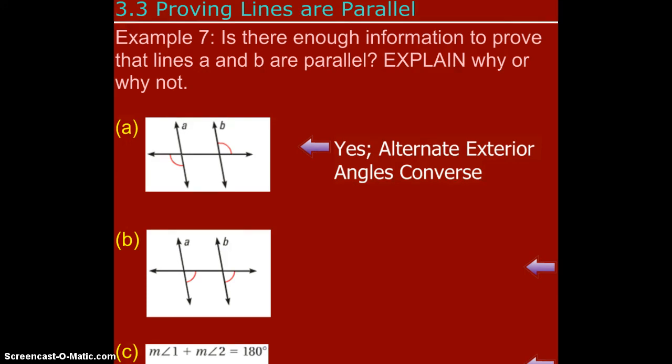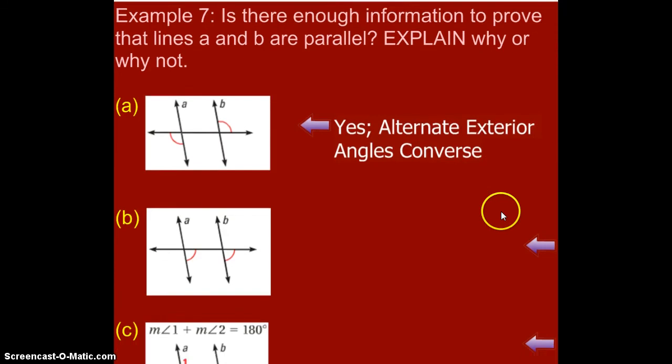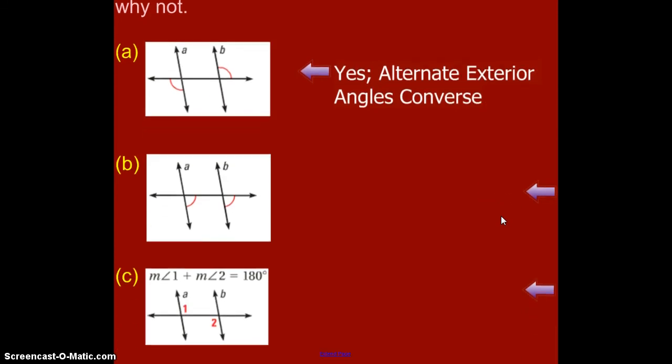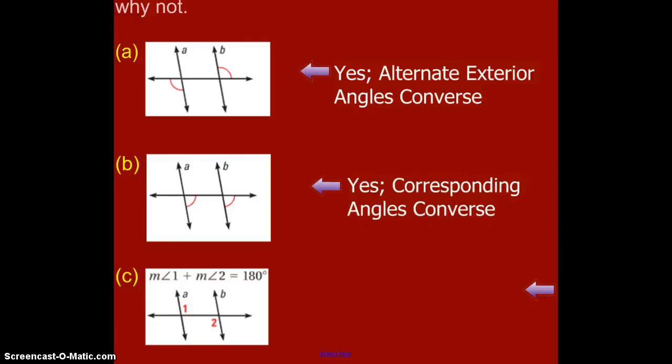Take a look at the second one. Because those two angles that are shown are corresponding angles and congruent, the answer is yes. Corresponding angles are congruent, therefore the lines are parallel. How about the last one?